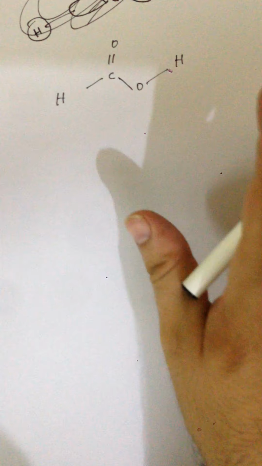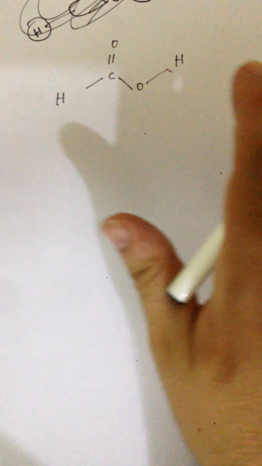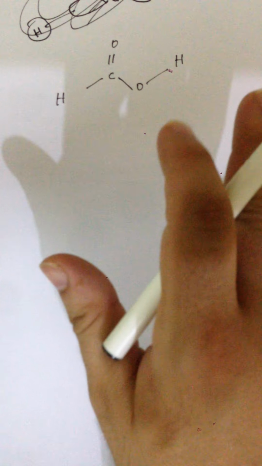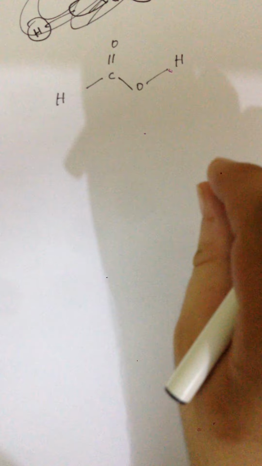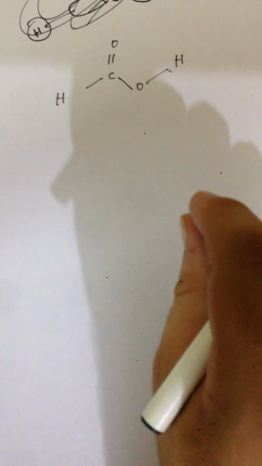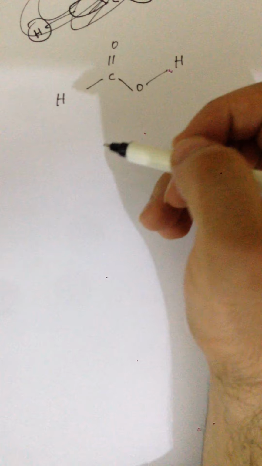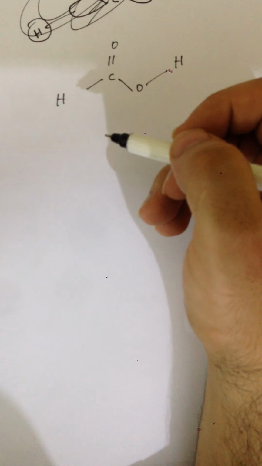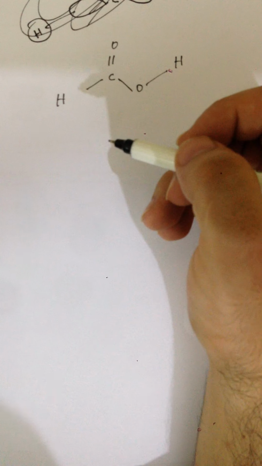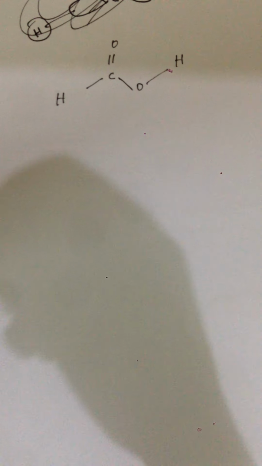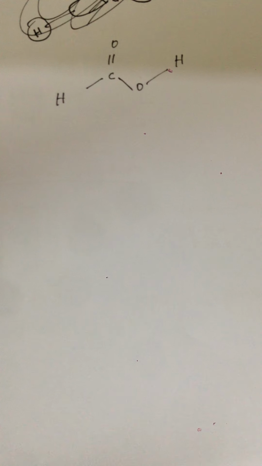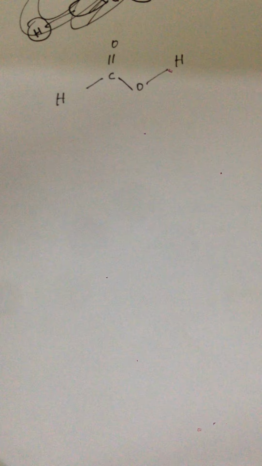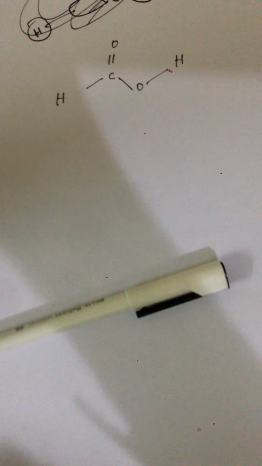It is a planar structure. All the atoms lie in the same plane. Carbon-oxygen bonds are shorter and the bond angle is close to 120 degrees. Okay, so the hybridization is sp2. That is why the bond angles are 120 degrees. I think this much is enough. We will discuss more compounds in later chapters.